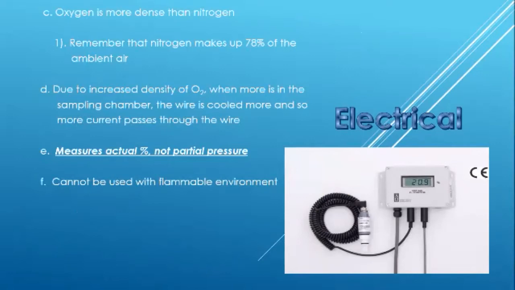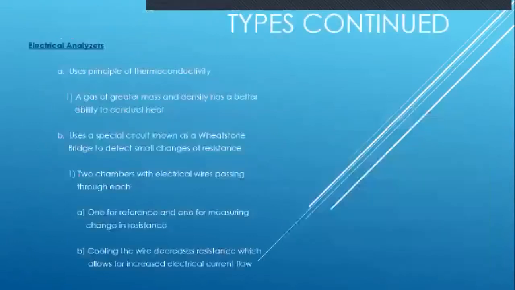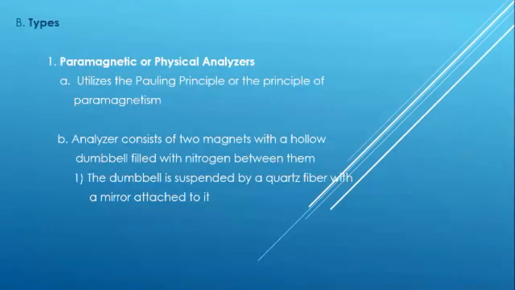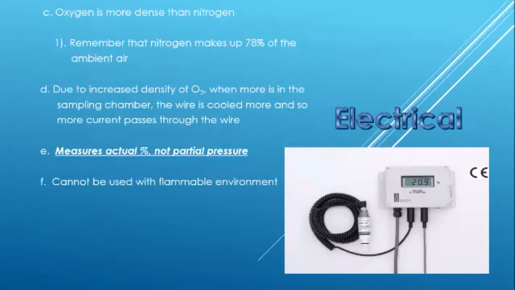Here it is. The electrical analyzers measure the actual percent and not the pressure. The electrical analyzers measure the actual percent of the gas and not partial pressure. So it will be written like this, in a percent. So the electrical analyzers measure the percent. The electrochemical and the paramagnetic measure the actual partial pressure. So the paramagnetic, also known as the physical analyzer, measures partial pressure of the gas, and the electrical analyzers measure the percent.